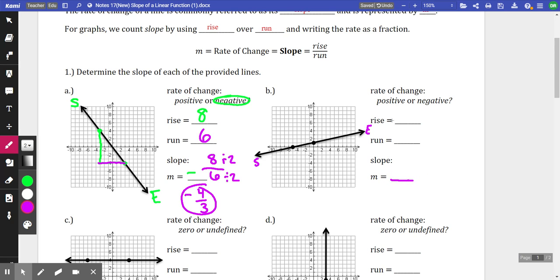Now I need to determine the rise. So from one point to the next, how much do I have to go up? So if I make a right triangle out of this, I go up 1. So my rise is just 1. And I go to the right, 1, 2, 3, 4, 5. So writing this as a fraction, rise over run, this would be 1 over 5. And again, it's positive because my line is going up.